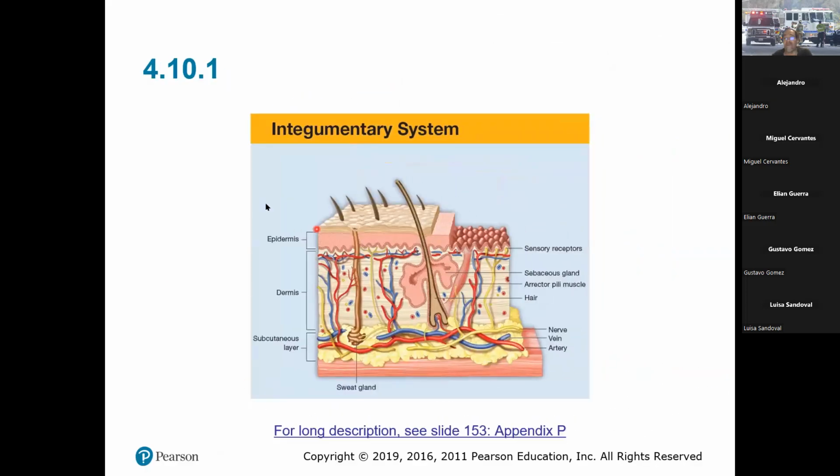So these are the three different layers. The epidermis itself is what you get to see. The dermis is right below that. Okay. Then you have the subcutaneous layer, where your glands and blood vessels and so on are.